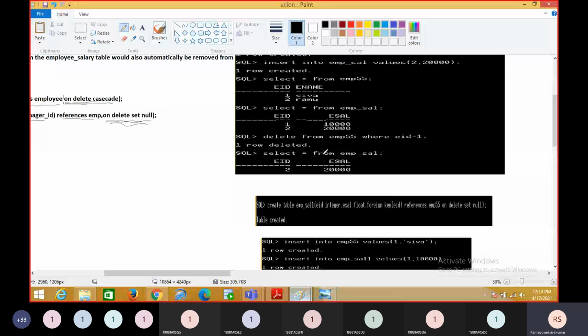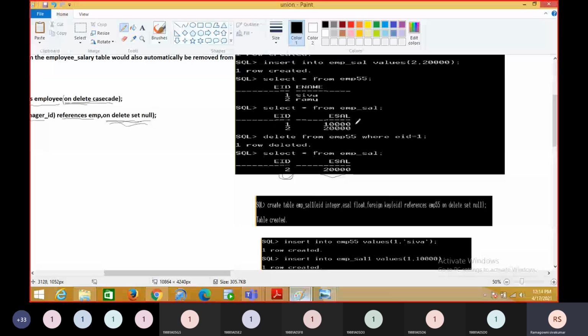I deleted a row, so I should display the table to know whether the elements are deleted or not. So I used a select query, select star from the employee salary. Only the second element, that is ID 2 data, the ID 2 row, is available. That means this data is deleted. This data is related to that data, so that data was also deleted from the employee salary table.